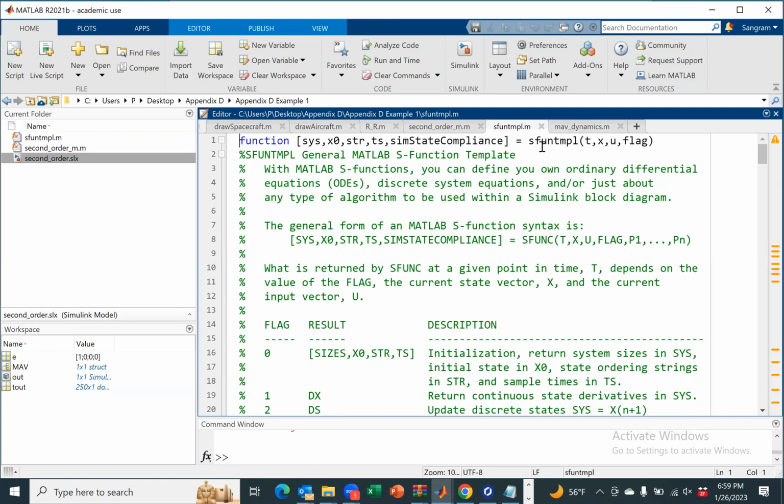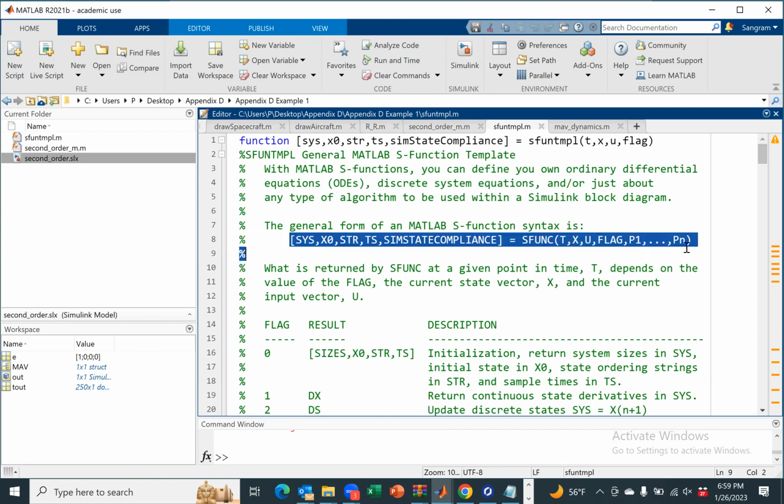But the idea is, this is the S function template, and you can take an ordinary differential equation, put it in the template, and then use that ordinary differential equation inside Simulink. The general form of the template is something like this. To be honest with you, it doesn't have to be this complicated. You can write your own templates, but for the first implementation, my recommendation is just follow this template.